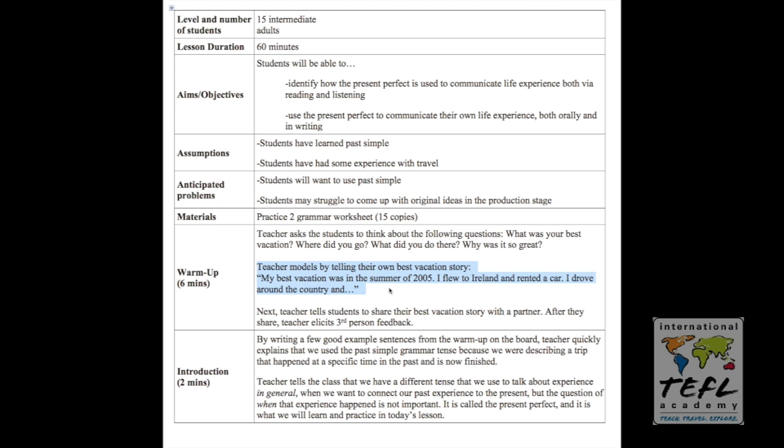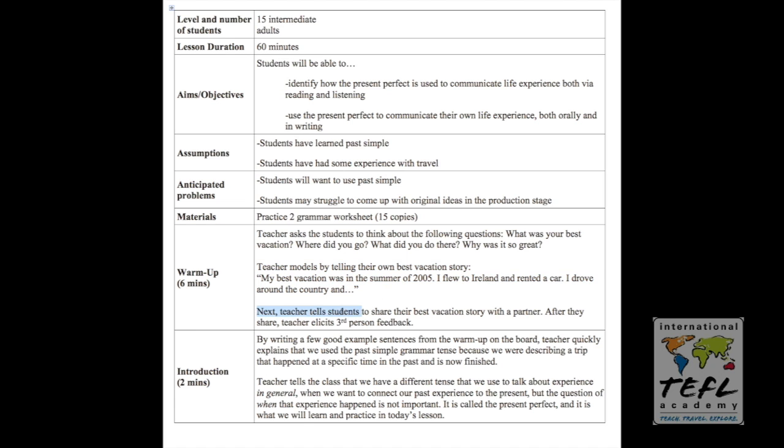And here I would kind of slowly share about my best vacation. I would give a few details. I would use the past simple and just tell about the things that I did, the things that I saw, and why it was so great, why I enjoyed it so much. And at this time they'll be listening to me, but they'll also be thinking about their own answer to this, how they can say it.